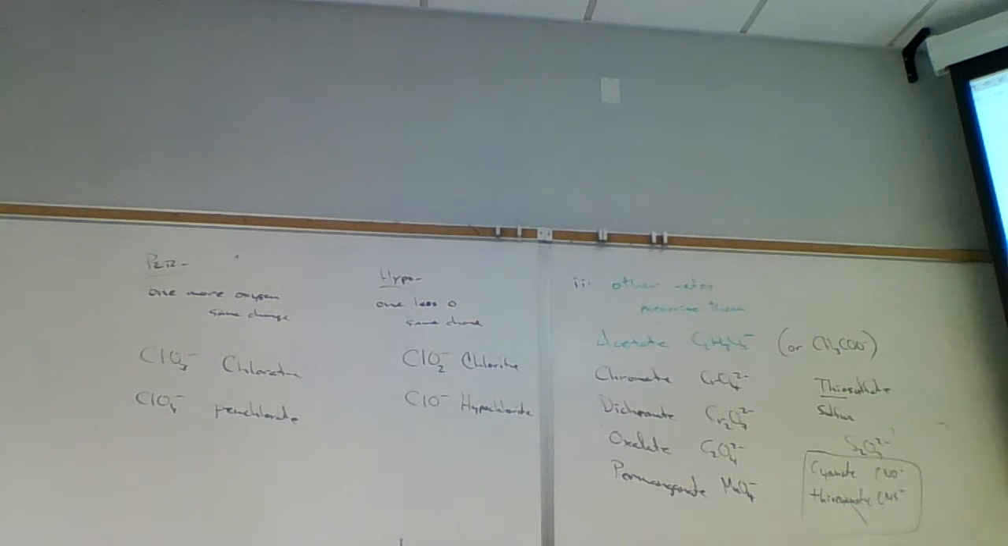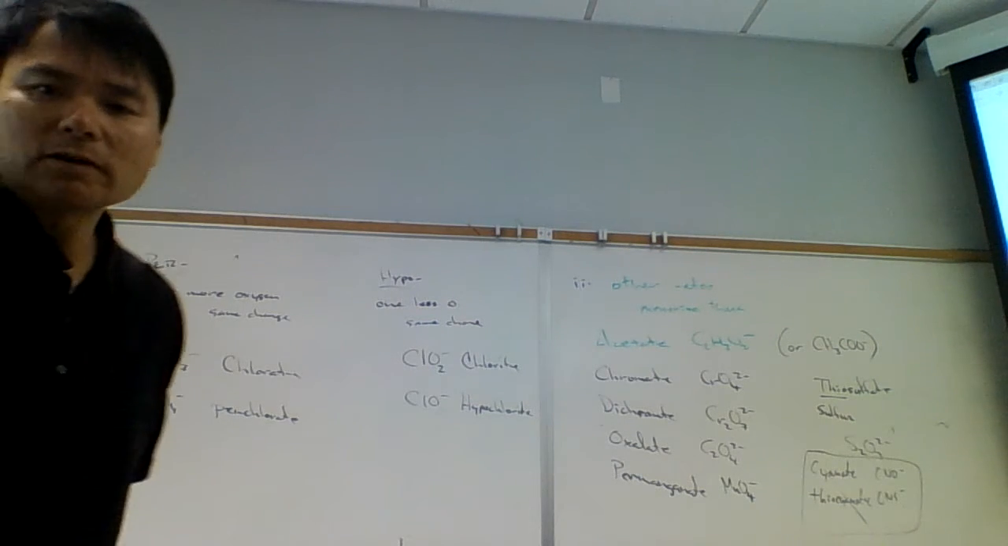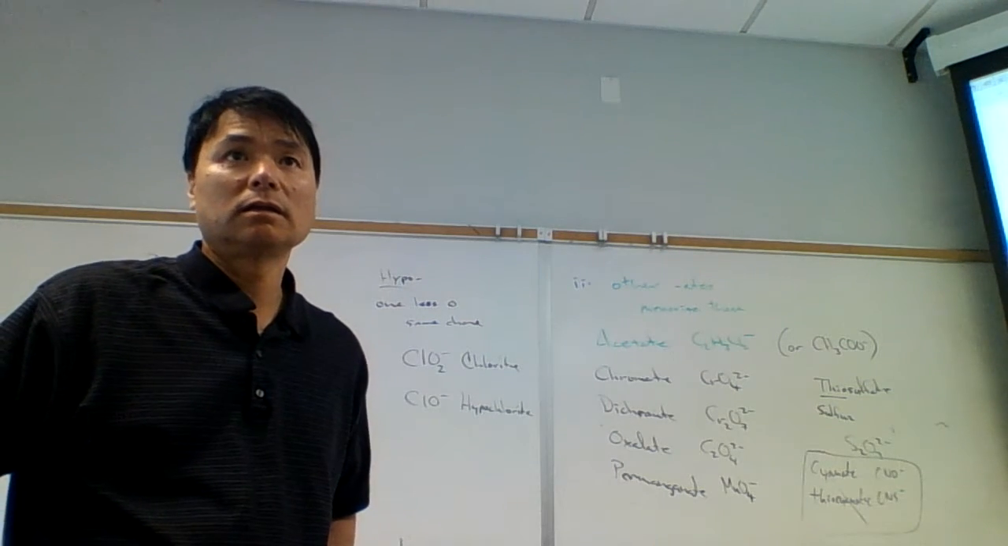So when we name ionic compounds, well, this is pretty much the name of the ions. We just name the cation first, followed by the anion.